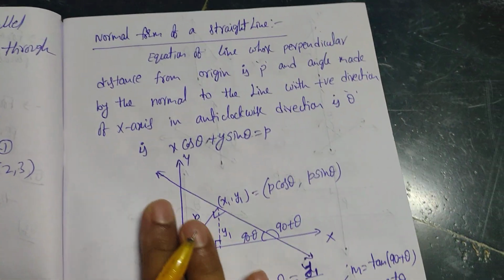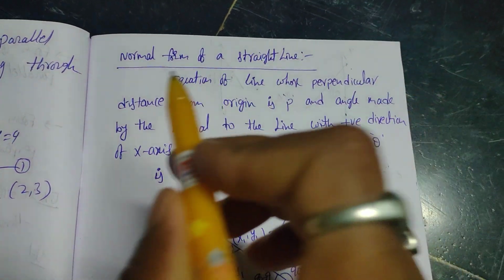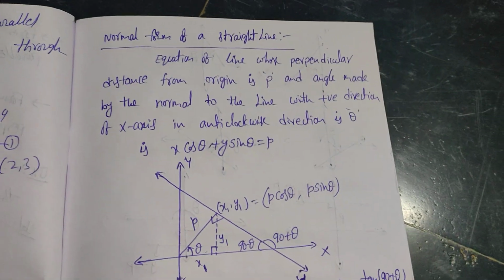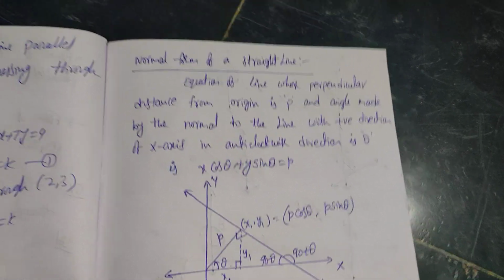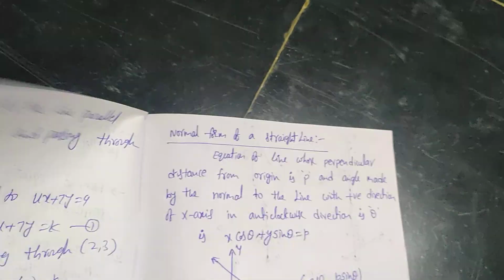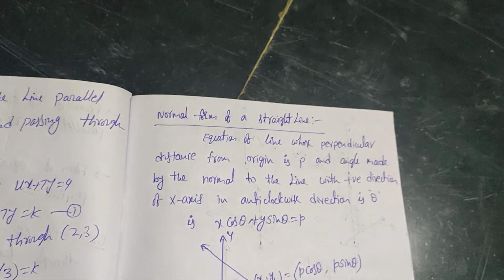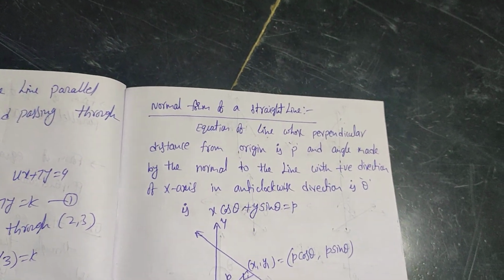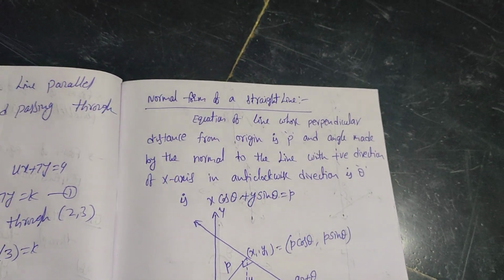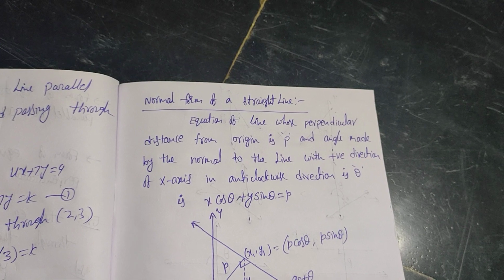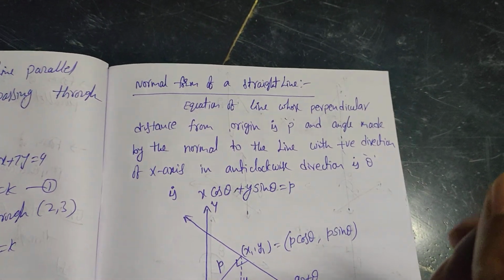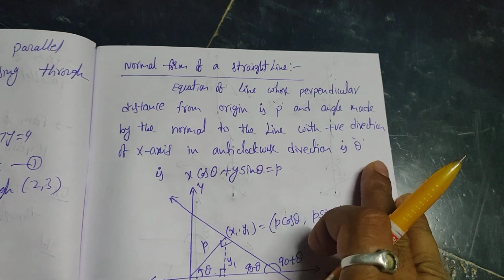Okay. Next one, normal form of a straight line. This is one more form. Till now we completed 4 forms. That means point slope form, 2 points form, intercept form, and slope intercept form. Now another form is the normal form of a straight line.